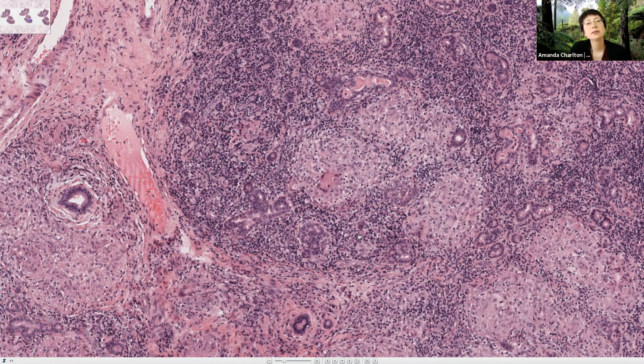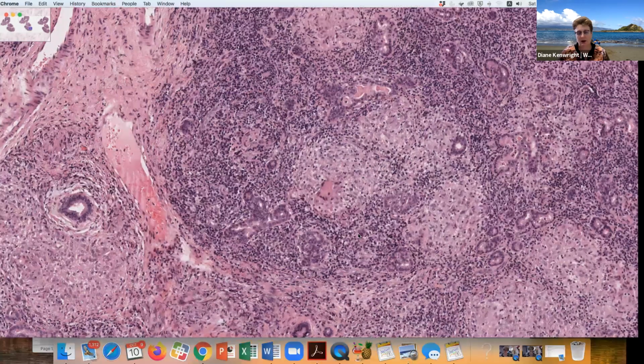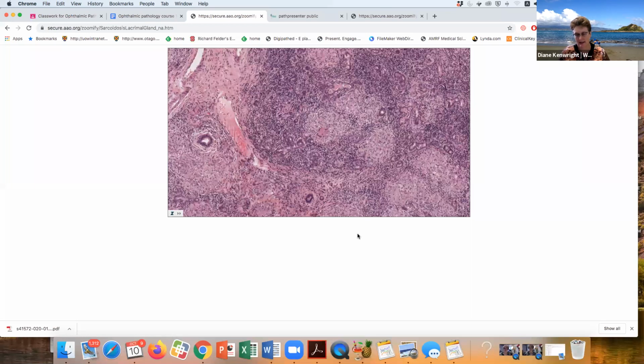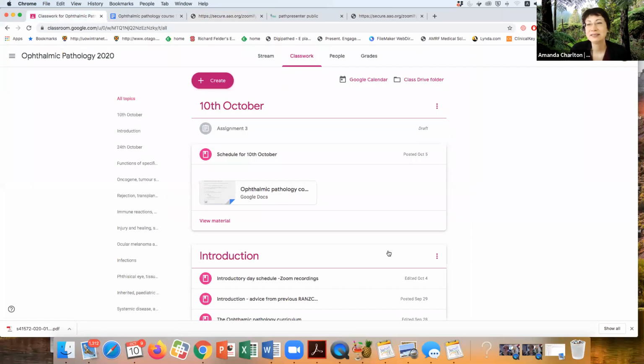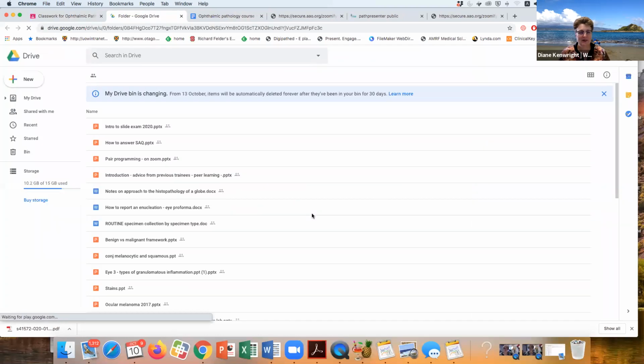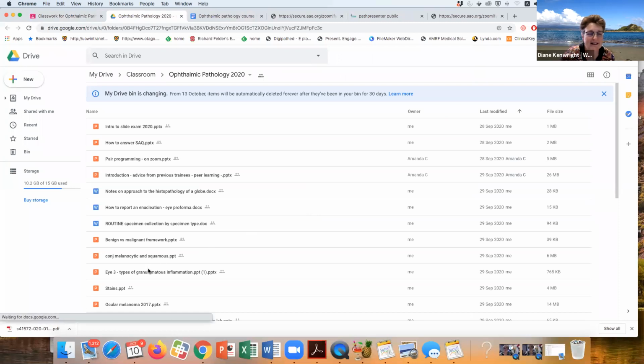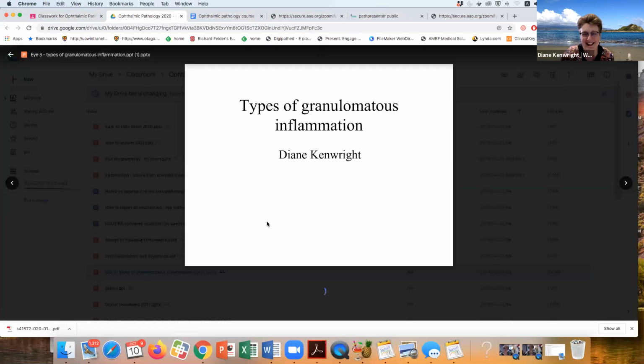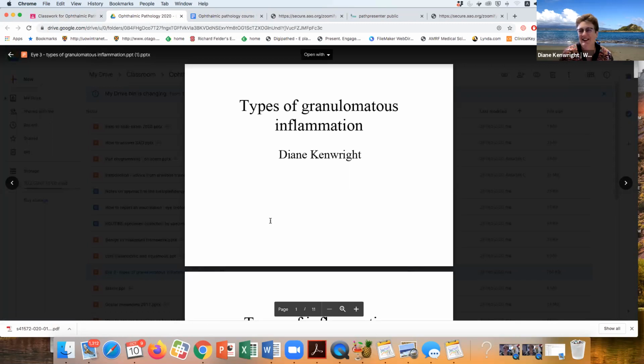What's the difference between caseating and necrotizing? Good question, Amanda. It might be that I have a very quick PowerPoint presentation on exactly that. I just think it's good to get your terminology and definitions right so that you have the same mental image. Types of granulomatous inflammation, by me. Here we go.